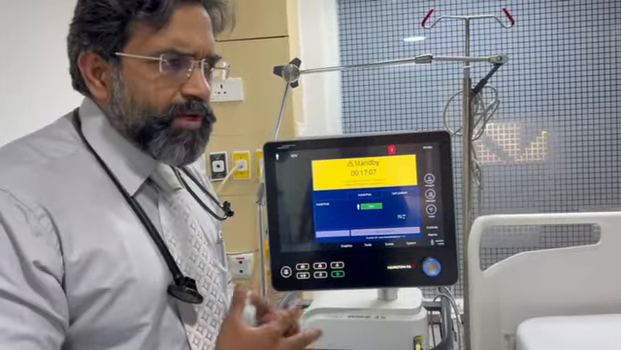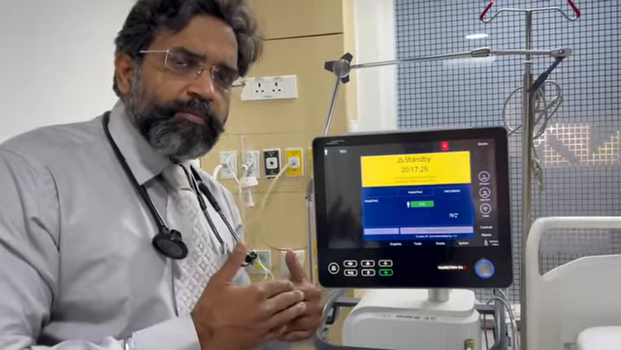I'll just repeat that once more. If I want to give a pressure support of 20, I would need to give at least 28 to 30. If I want to give a PEEP of 10, I would need to give at least 14 to 15. However, I will never go below a PEEP of 10, because if I go below 10, there will be a problem.